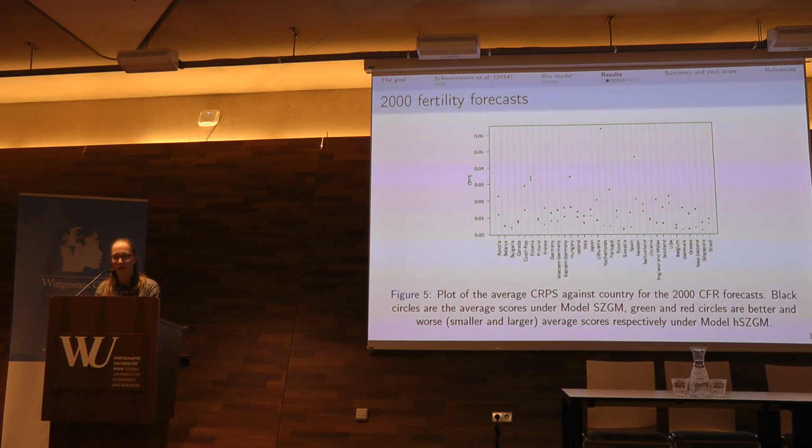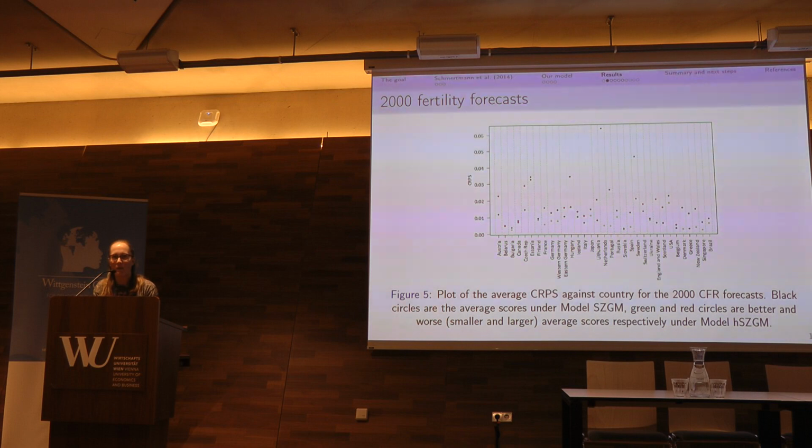So now I'll talk through the 2000 forecasts. To compare the credible intervals, we use something called scoring rules. What these do is they calculate a score for each forecast based on how precise and accurate it is. So the better the forecast is, the lower the score will be. And we use a score called the Continuously Ranked Probability Score, or CRPS. And we calculated the average score for each cohort, for each country, for the CFR, which is the cohort total fertility rate, so just the sum of the age-specific fertility rates for each cohort.